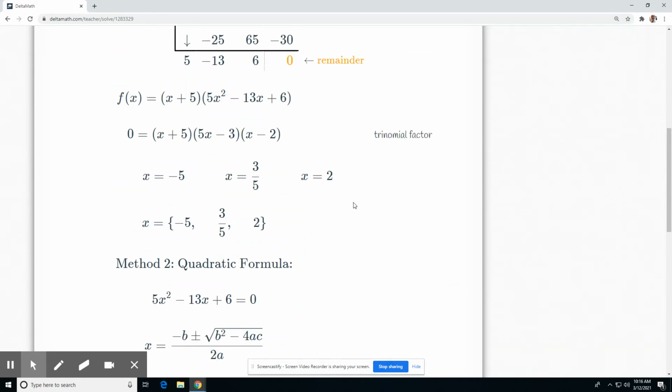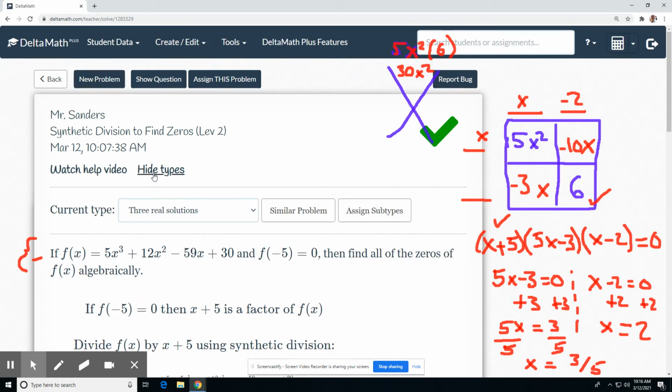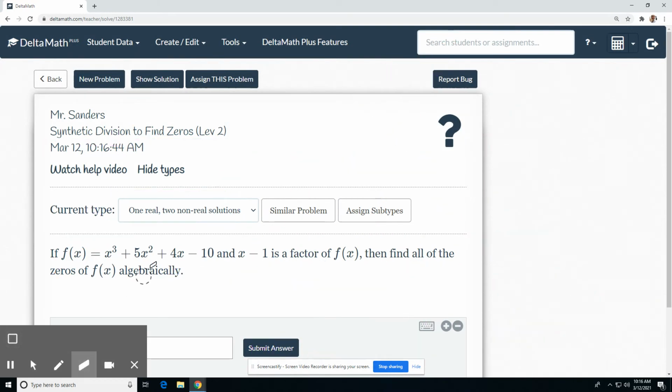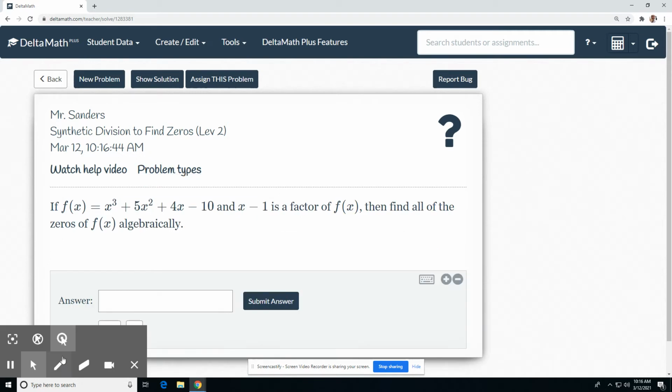Okay, let's take a look at the next one. Actually, let's go ahead and look at a different problem type. One real, two non-real. Okay, let's look at the non-real solutions. All right. So same, okay, it's set up a little bit differently.